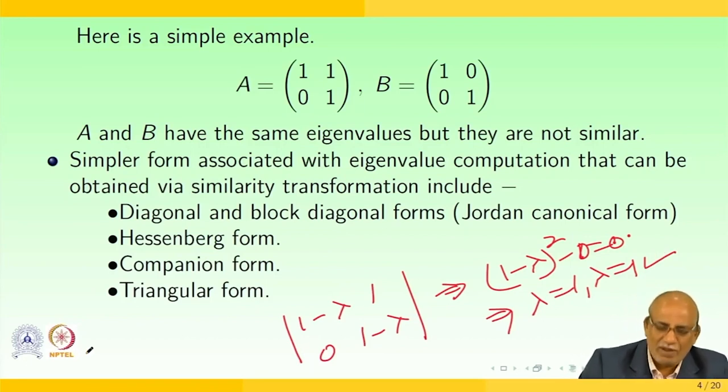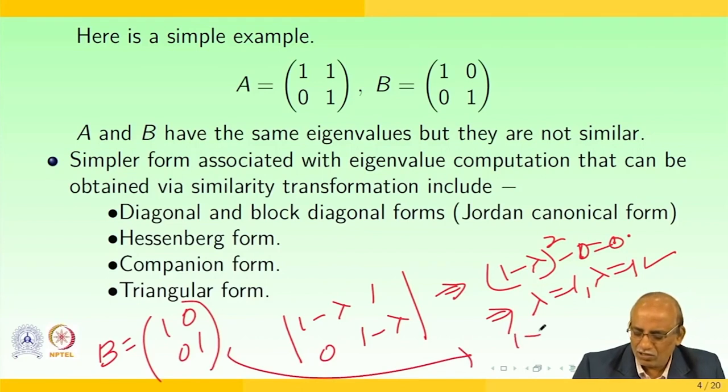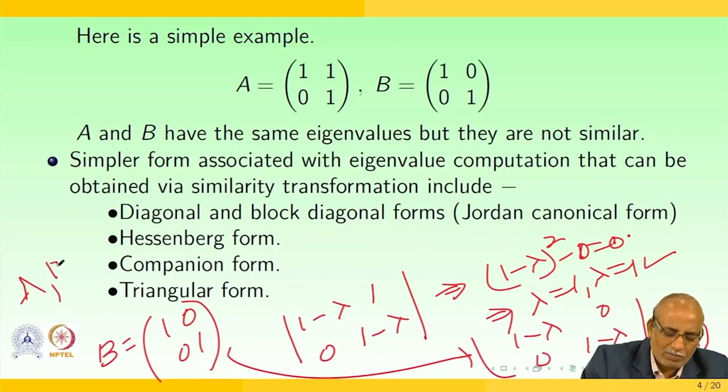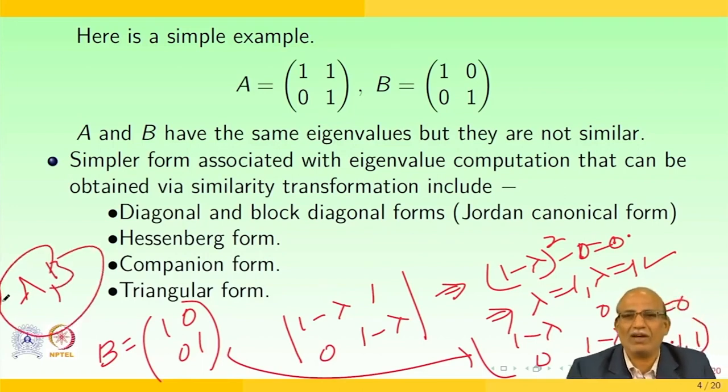Secondly, for the matrix B, that is 1, 0, 0, 1. Obviously, this is the identity matrix. So, 1 minus lambda, 0, 0, 1 minus lambda is equal to 0, which implies lambda is equal to 1, comma 1. So that means matrix A and matrix B both have the same eigenvalues, right? But they are not similar matrices.